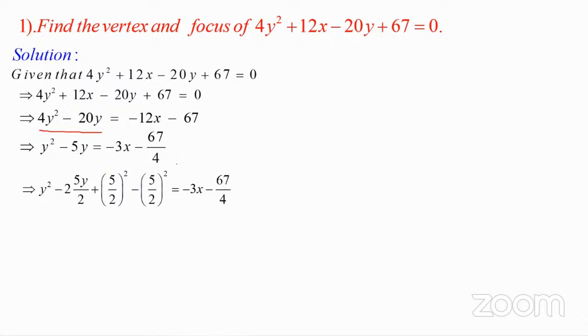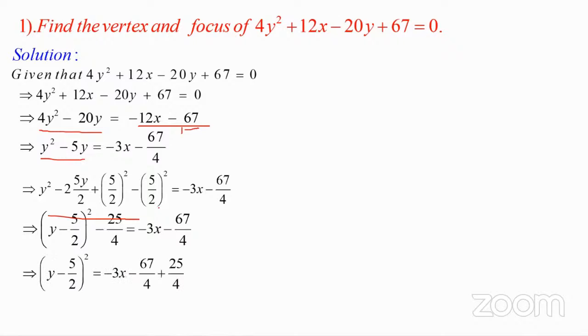Then I'm taking 4 to the right side. Then I will get this value divided by 4, which means I will get minus 3x minus 67 by 4. And this is in the form of y square minus 2xy. Then I have to add x square minus y square. So I am adding 5 by 2 whole square minus 5 by 2 whole square. That is nothing but minus 3x minus 67 by 4, which is y minus 5 by 2 whole square minus 25 by 4 equal to minus 3x minus 67 by 4.